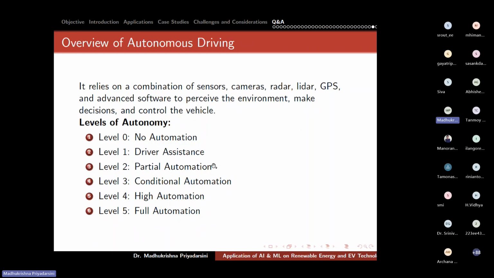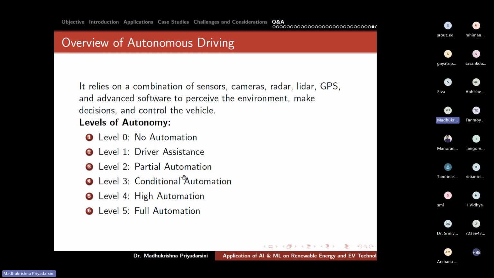Driver assistance means the driver needs to be present, but if there is a requirement, the driver is going to take the step. For example, when you are doing smart parking, the sensors present in the car show you the limit of the parking, or that some object is present behind, so you just stop while moving backward. That is driver assistance. Basically, the driver continues, but there is some assistance by AI/ML.